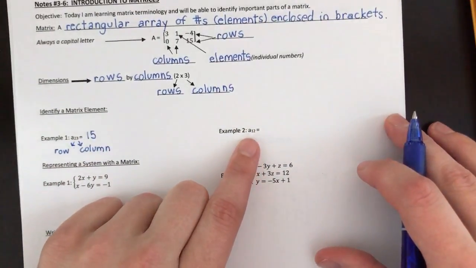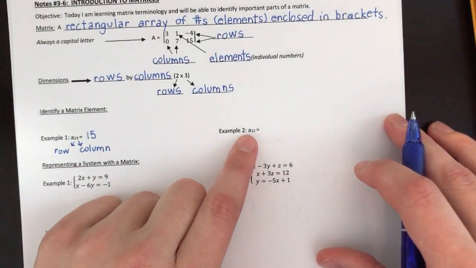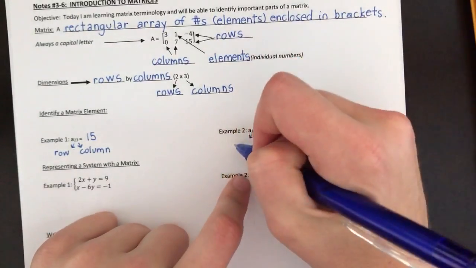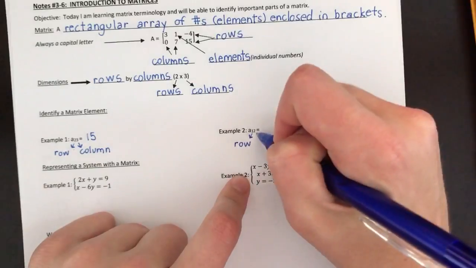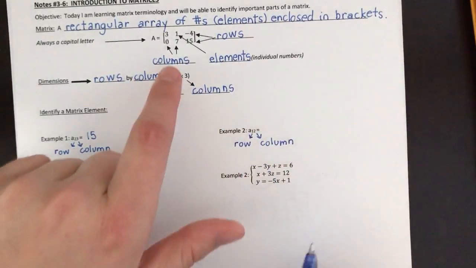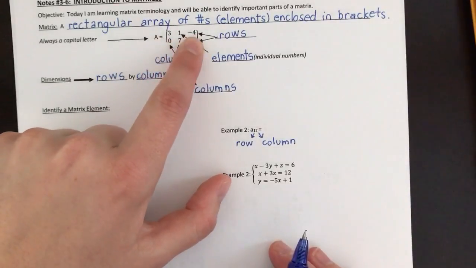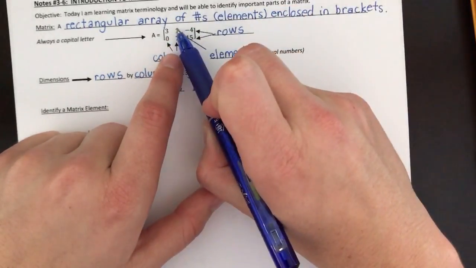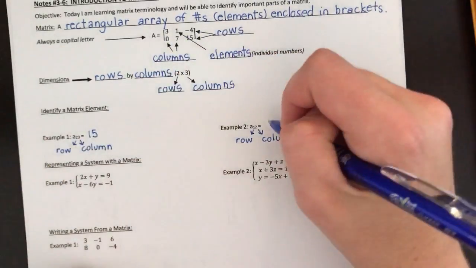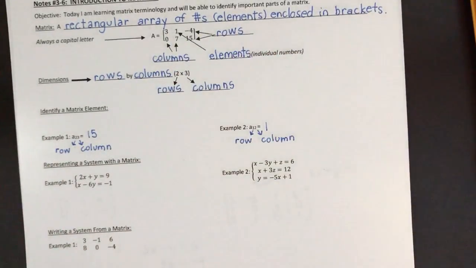Similarly, on example 2, I'm asking for the element a12. That means which number or element is in the first row, second column. The first row would be 3, 1, and -4. The second column would be 1, because that's the first column, second column, third column. So that answer would be number 1.